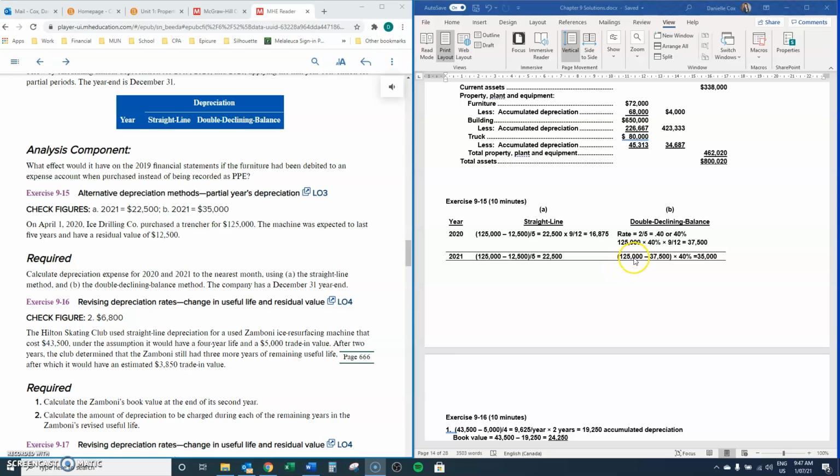Then in year 2, it's the same as any other year. We take the cost less the accumulated depreciation, so the book value, times the rate that we calculated, 40%, and that gives us $35,000. So when we're doing it to the nearest month, that only affects the year that it was purchased or the year that it was sold.